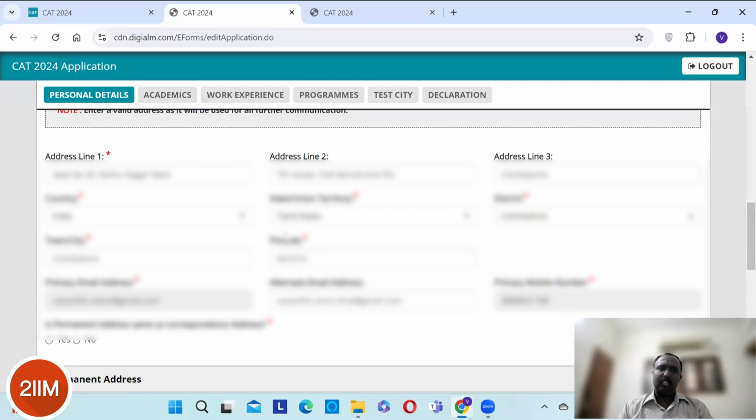If you have a different address along with your correspondence address and the permanent address, you can go for a no, and then you need to fill in the permanent address again. Else you can just click yes and it will be taken care of.